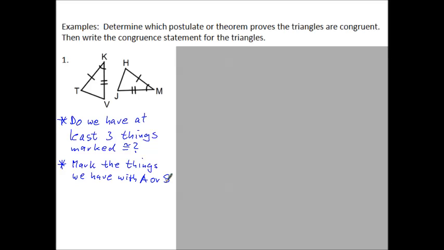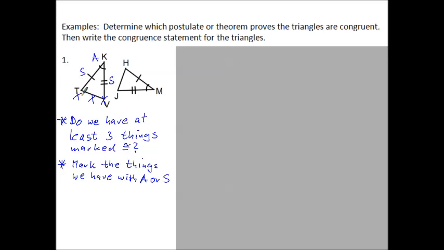We have angles K and M being congruent. We have segment TK being congruent to HM, that's a side, and we have segment KV being congruent to JM, that's also a side. But there is a bunch of things that we don't have. We don't have angle V, we don't have this side, and we don't have angle T. So those I'm going to mark with X's.